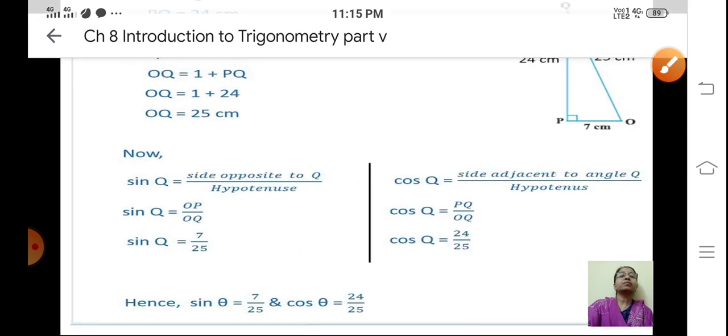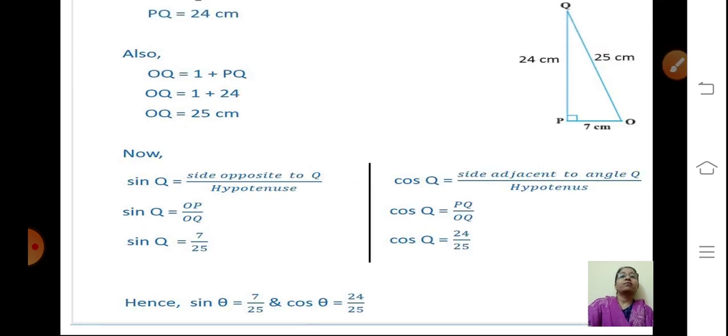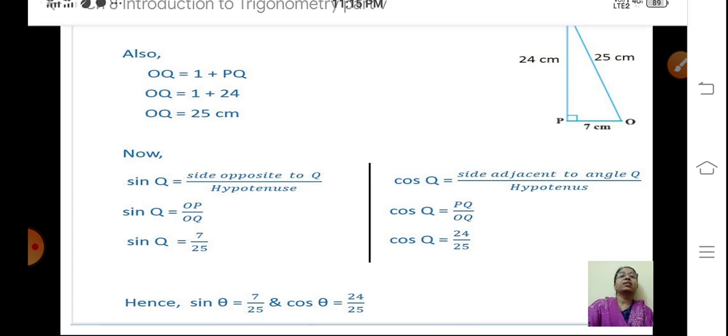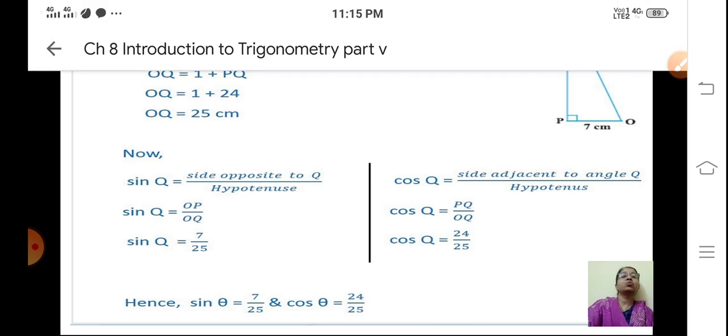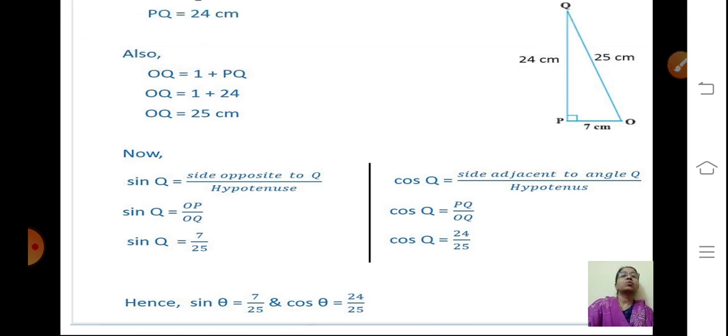Now PQ you have got 24, so we can calculate the length OQ. We have the relation OQ is equal to 1 plus PQ. So OQ is equal to 1 plus PQ, which is 24. So OQ is equal to 1 plus 24 is 25 centimeter. Right. Now we have to calculate sin Q and cos Q. So from the diagram, all the three lengths you have.